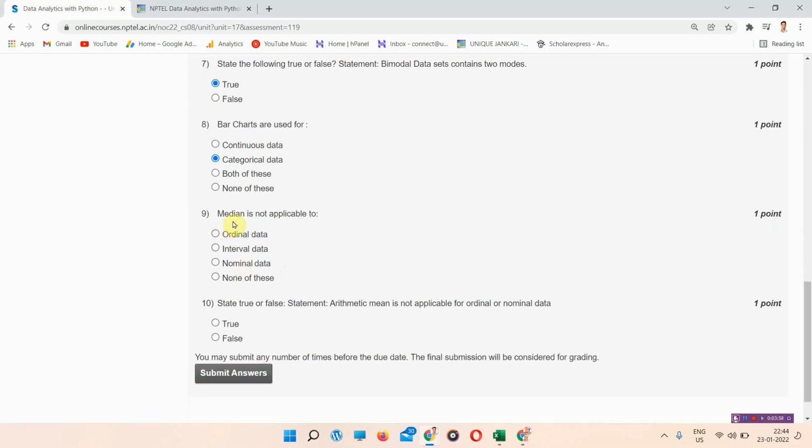Next question is: median is not applicable to which of these: ordinal data, nominal data, none of these, interval data. So the answer of question number 9 is nominal data, option number C. You can mark it here.